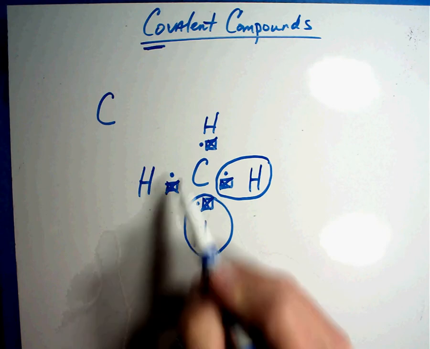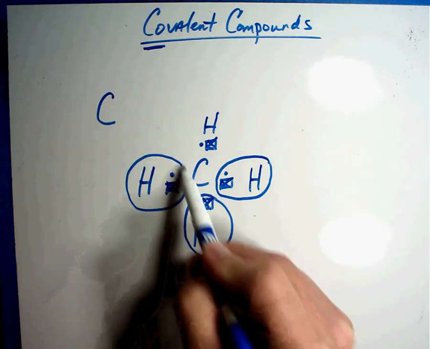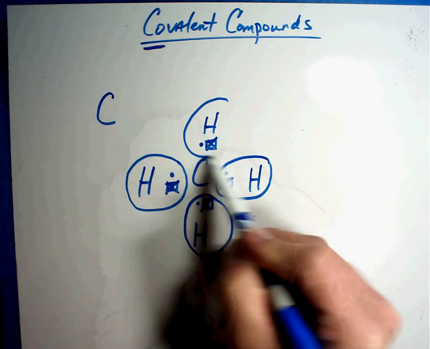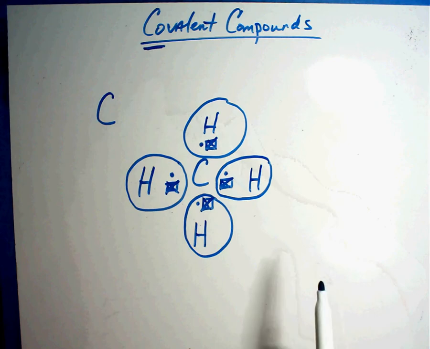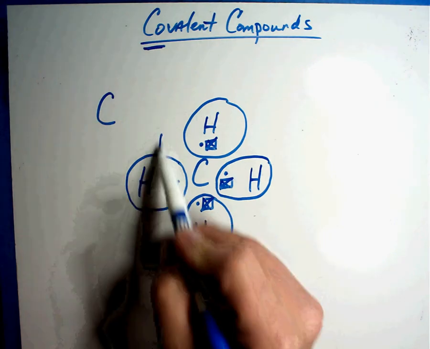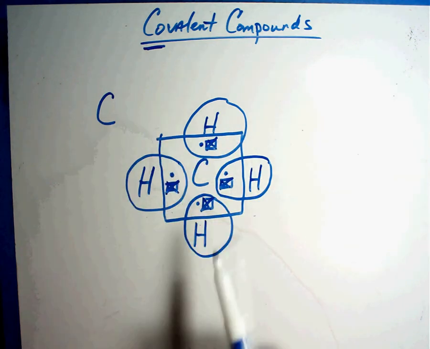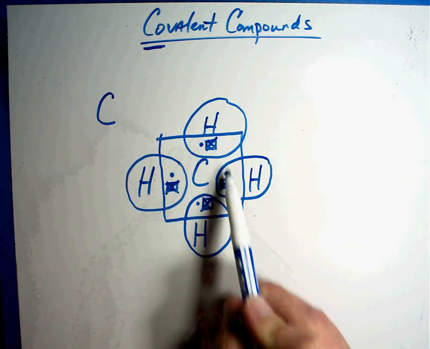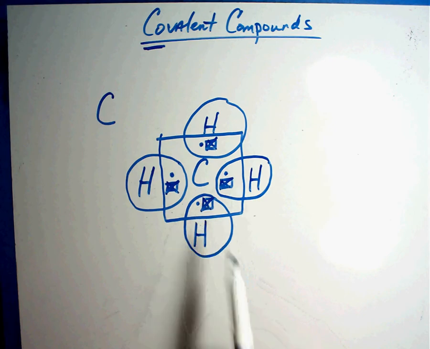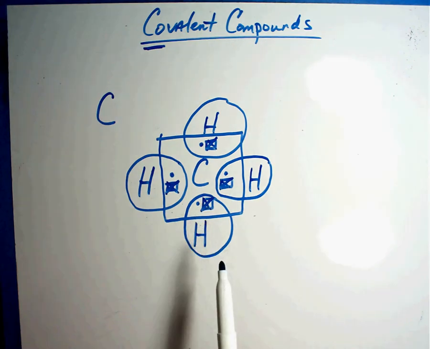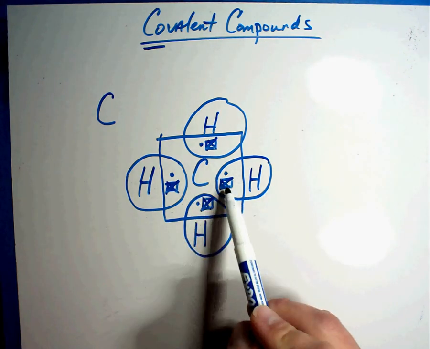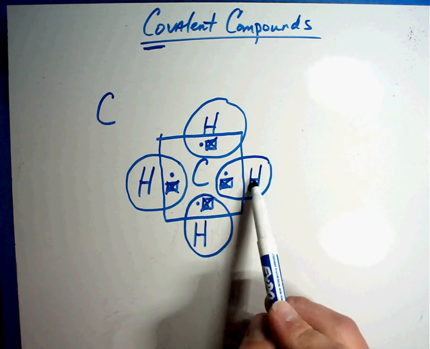So does that hydrogen. And so does that hydrogen. They all became full. But watch this. I put a big box right here. If we count 2, 4, 6, 8 for the carbon, he's full also. They share the electrons. They count for him and they count for him.